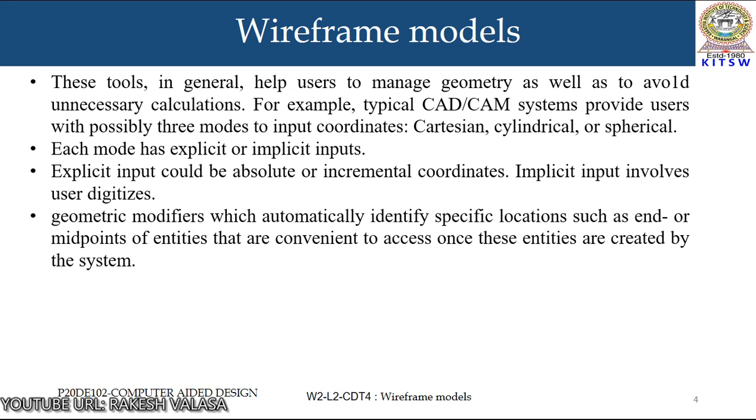Another example is the geometric modifiers, which automatically identify specific locations such as endpoints or midpoints of entities that are convenient to access once these entities are created by the system. For example, you can draw one line in AutoCAD. It shows two endpoints and one midpoint. For example, you need to draw one circle. It shows four nodes and one center point. For example, you need to draw one arc. It shows 3 points on the arc and one center point.